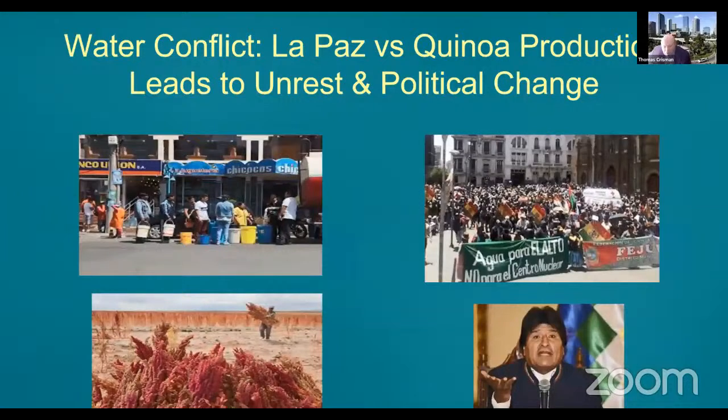This has resulted in water conflict, both in La Paz and in the indigenous people areas in the mountains where they're producing quinoa. So you've got urban versus rural. What it led to was social unrest and political change. President Morales was replaced as a result of no water.